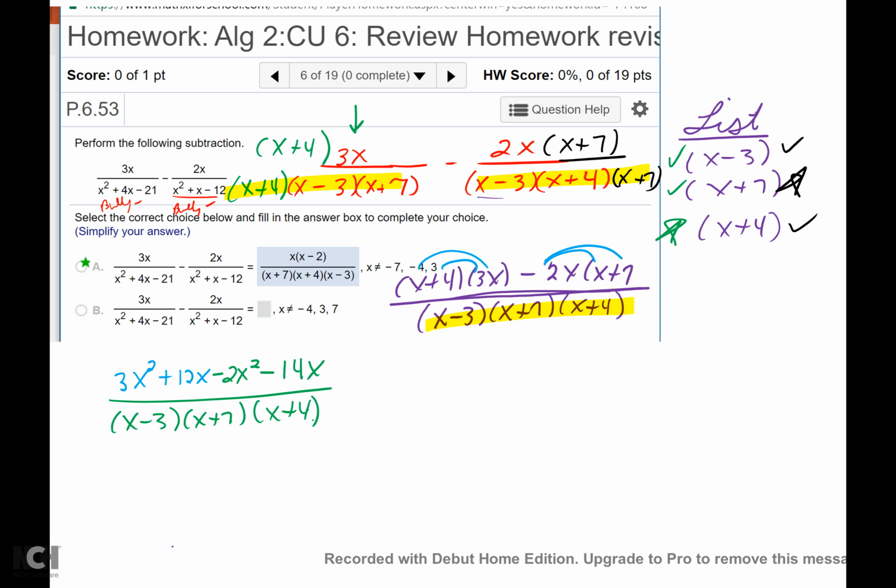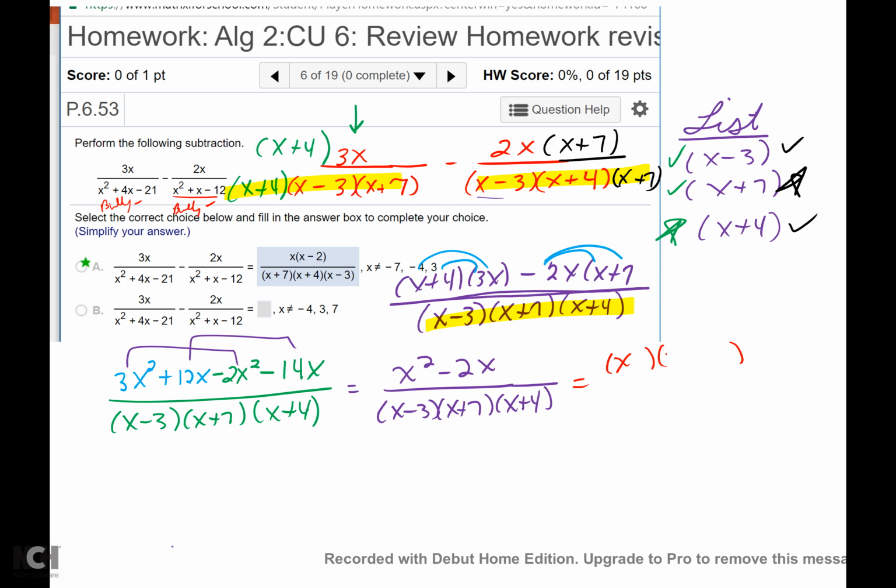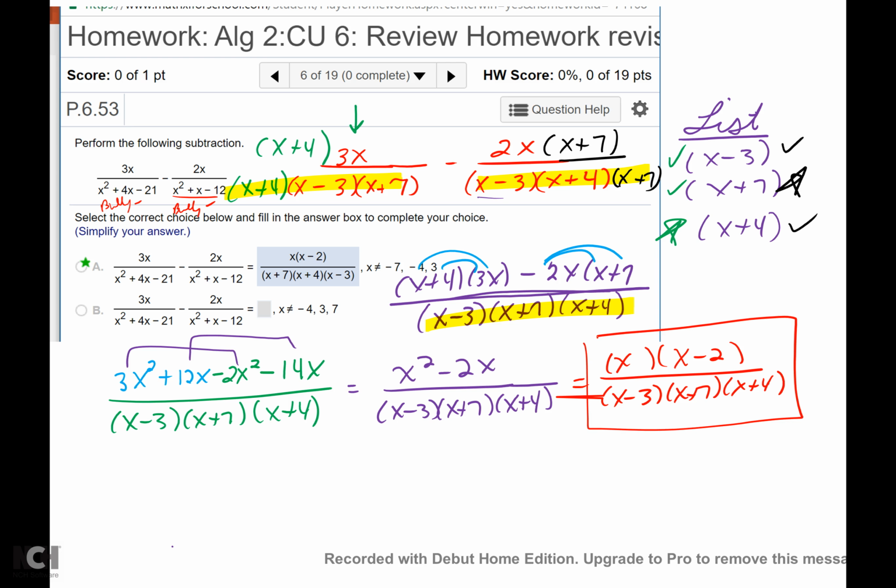times x plus 4. So on top, I'm going to combine like terms, and I get 3x squared minus 2x squared is x squared. 12x minus 14x is minus 2x over x minus 3 times x plus 7 times x plus 4. I can try and factor the top, two terms would be GCF times what's left. I can factor out an x, which leaves x minus 2, all over x minus 3, x plus 7, x plus 4. Nothing cancels, so I am done.